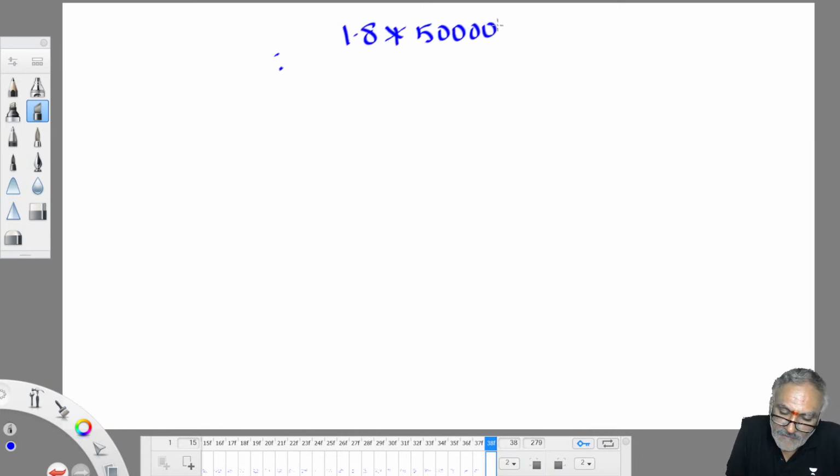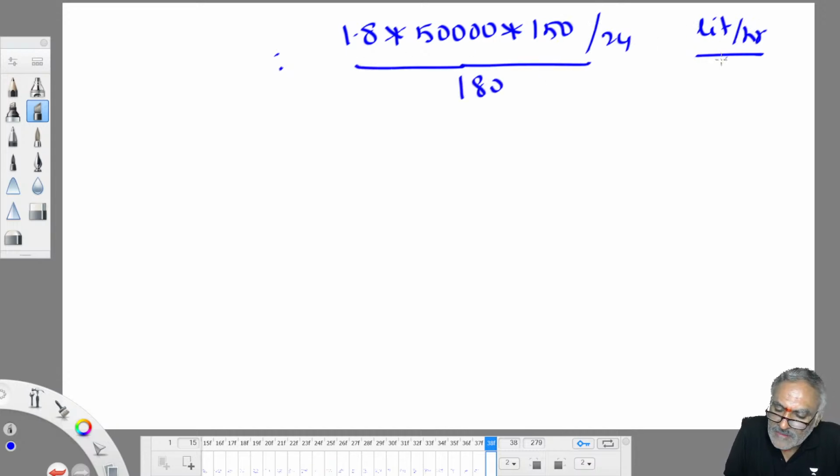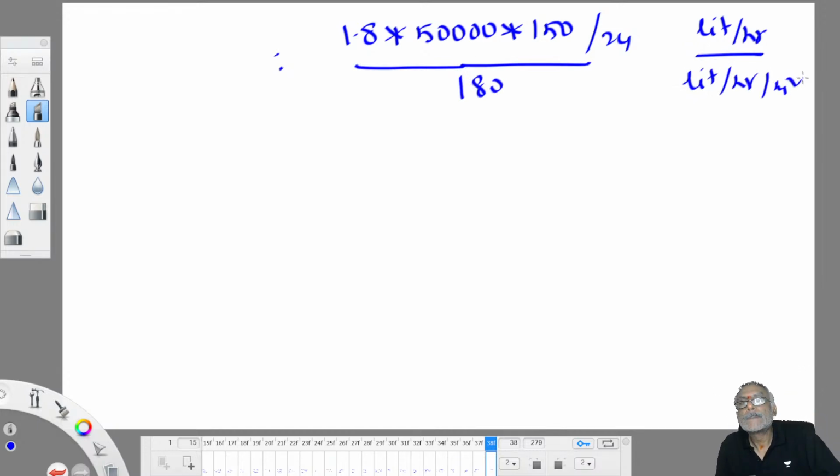So which is equal to 1.8 times 50,000 into 150 by 24. Converted this into liters per hour, and this is 180. This is also given in liters per hour per meter square. Therefore, they cancel out, we get answer in meter square. Work out. So it is 1.8 into 50,000 into 150 by 24 by 180. So it is 3125 meters square.